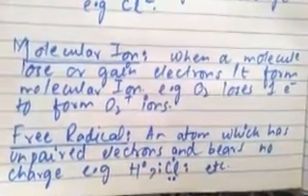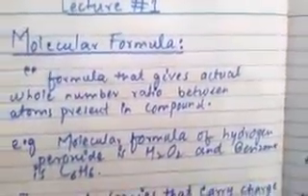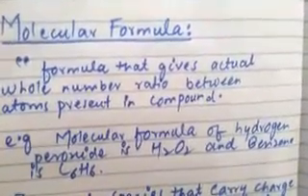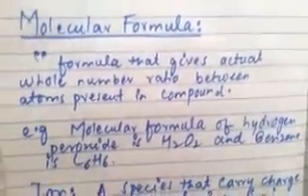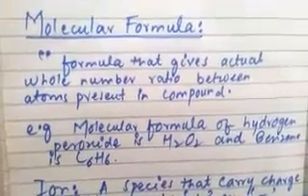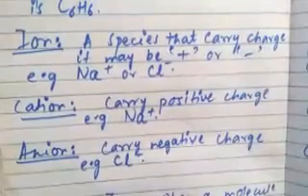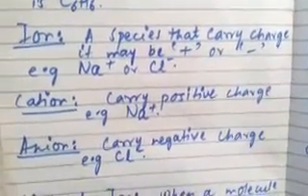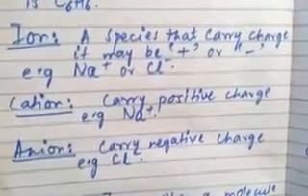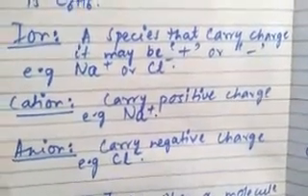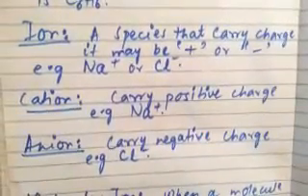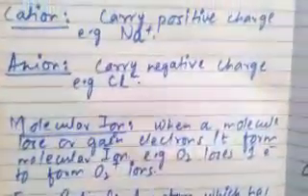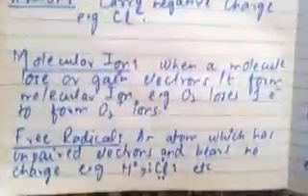So in today's lecture we have discussed about molecular formula, that gives us actual whole number ratio between atoms present in a compound, and its definition and its example. And next one was ion, the species that carries positive or negative charge, like Na positive or Cl negative. So next one was cation and anion, these are the two different types of ions. The next one was molecular ion, and next one was free radical.